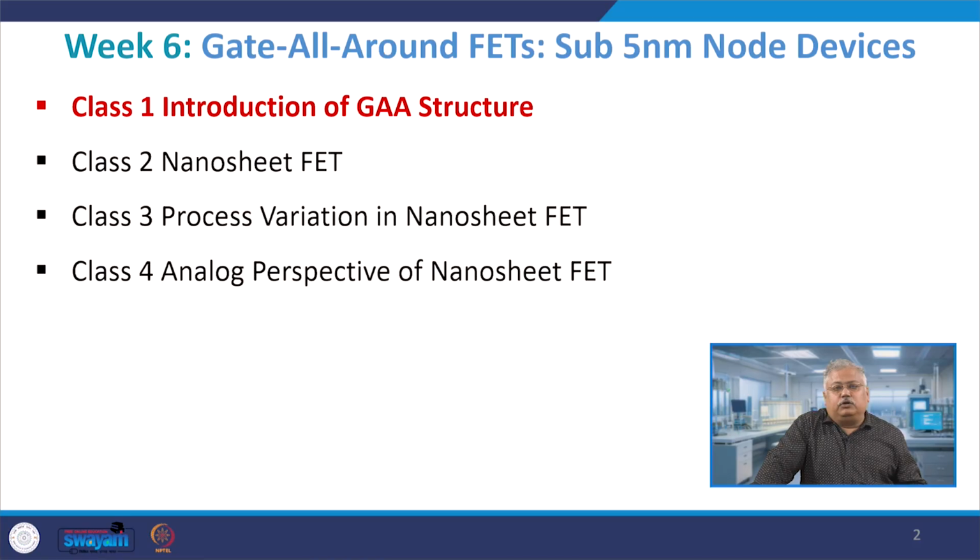This is lecture number 43, which is gate all around FET, and we will be looking into the device design perspectives. We will be actually working on GAA structure, which is gate all around, and these are basically sub 5 nanometer devices. We will look into nanosheet FETs and then look into process variation, and then maybe give you an analog perspective of nanosheet FETs in terms of how these nanosheet FETs or gate all around devices can be used for analog processing.